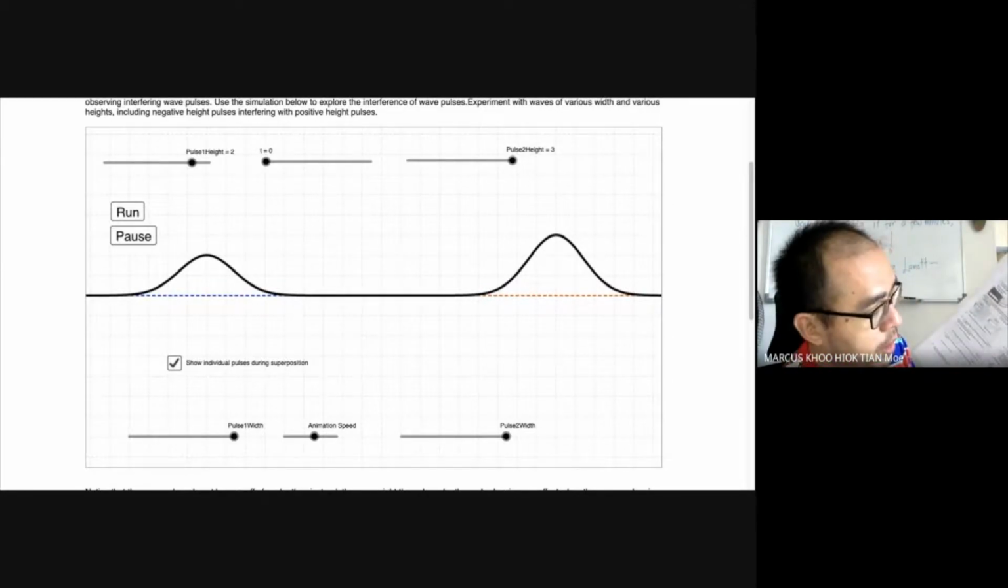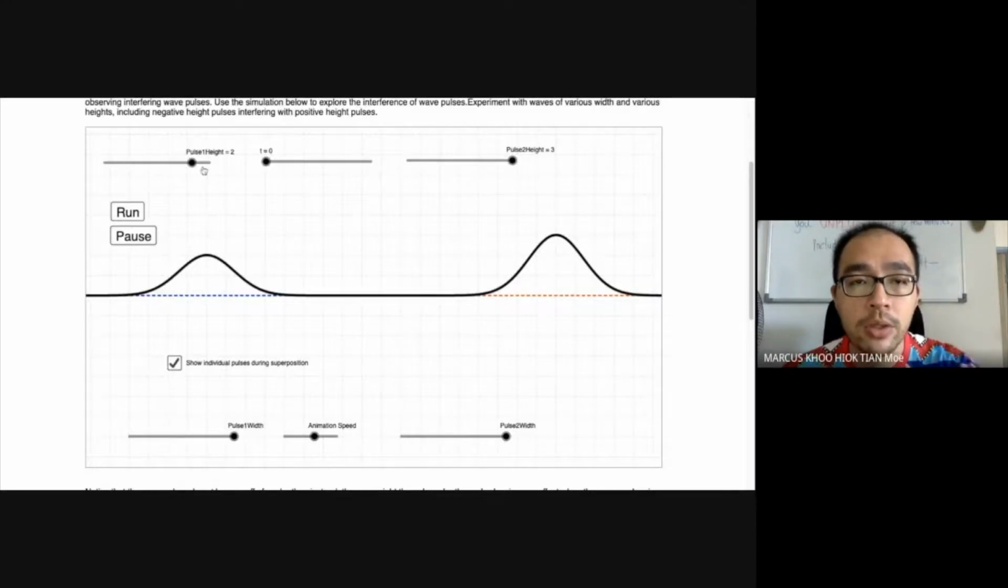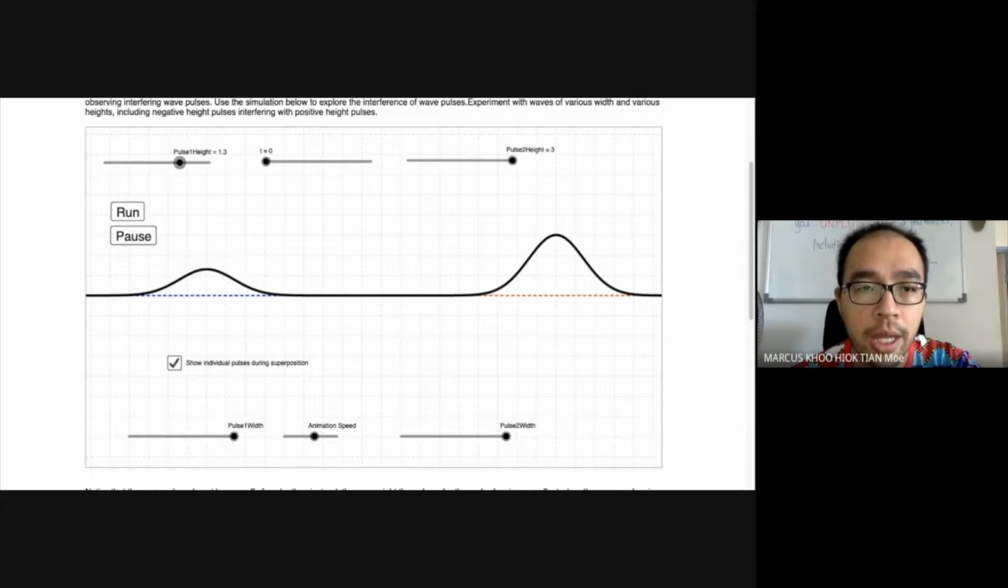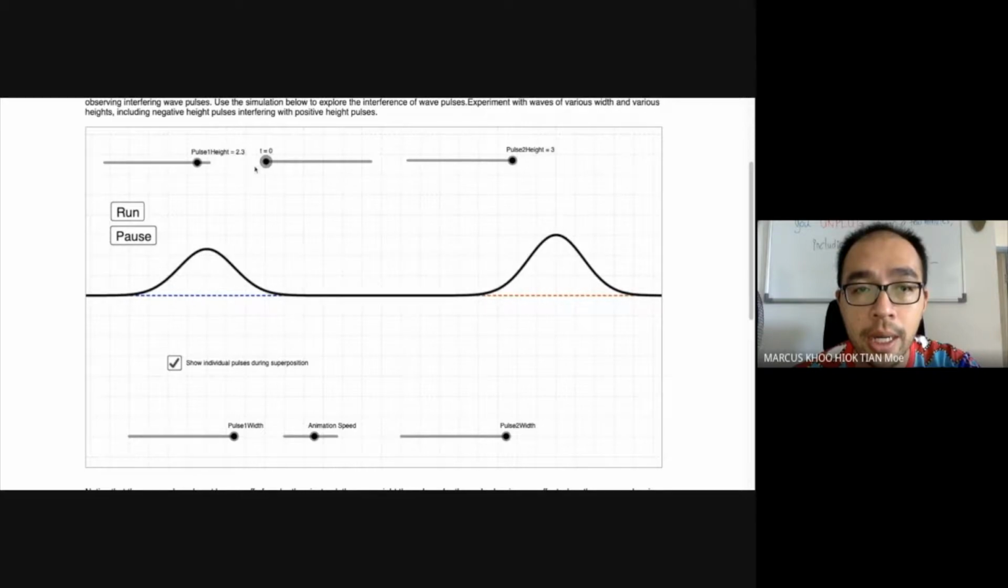Inside the module, you can play with this animation. This one is pulse height. Pulse height will change the height of the wave. You can have one over here and then another one that is higher. After you run it, you see what happens when the waves crash together. I would suggest that you start with the same height first, and after that you can change the height.